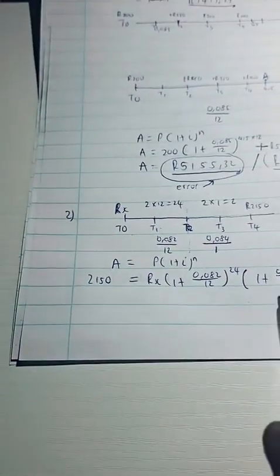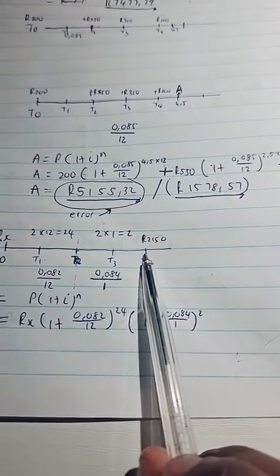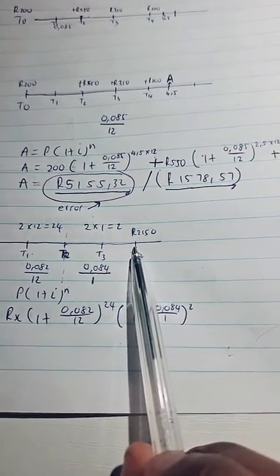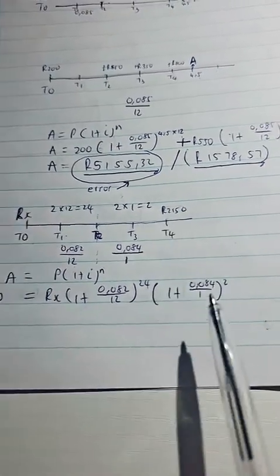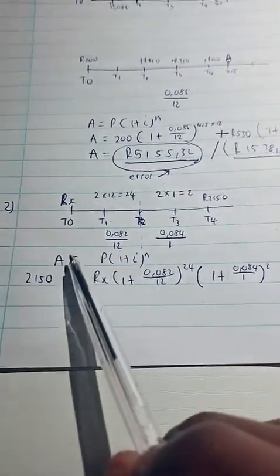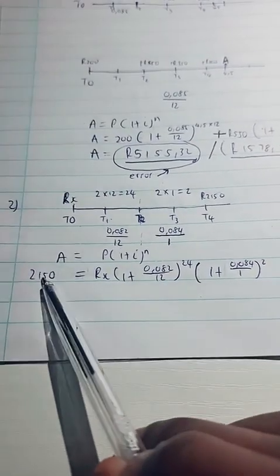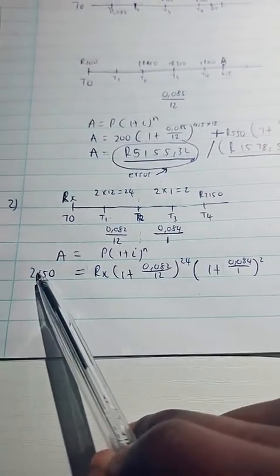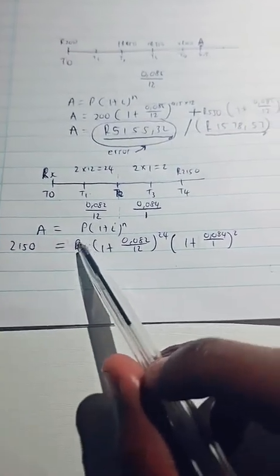2,150. Okay, because we are told that if Mr. Hlahloza had 2,150 at the end of grade 11, calculate the value of X. So we want to know what is the amount that Mr. Hlahloza invested to begin with. Okay, so 2,150, we know that's the amount that we have at the end, the accumulated amount. So now we are going to calculate that.